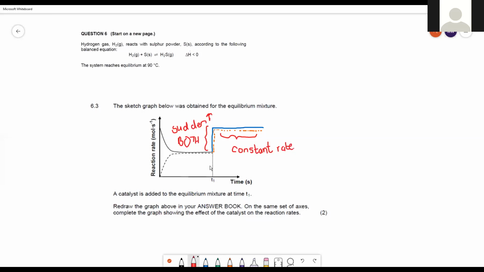Okay, so when a catalyst is added, you've got this steep increase, and then it will go into a constant rate again. Both of them increase the same amount, and both of them level off again. That is how a catalyst works. Does that make sense to everyone? Anyone have questions?